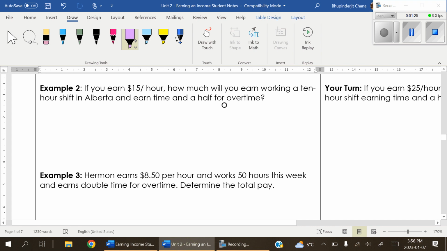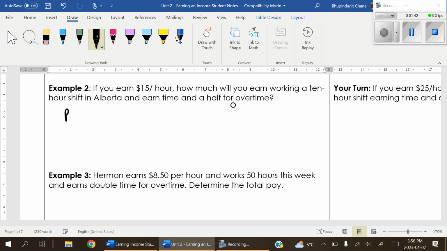Example 2. If you earn $15 an hour, how much will you earn working a 10-hour shift in Alberta and earn time and a half for overtime? Okay, so I'm going to break this down for you. We want to determine our pay. Our pay is equal to our regular pay plus our overtime pay.